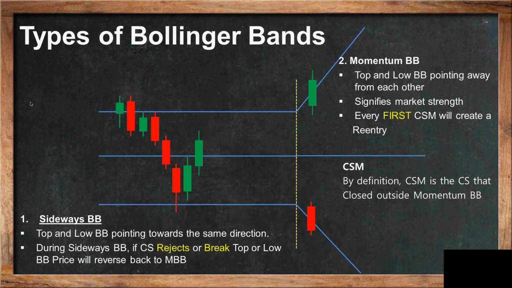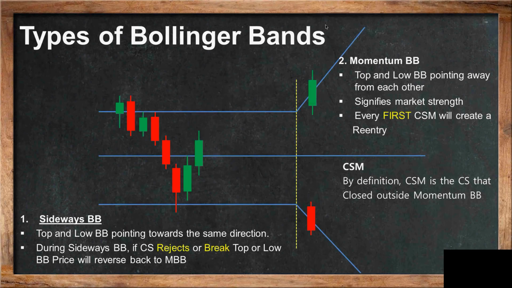All right, so what if the market is going up like that and the Bollinger Band is like that? So this is still sideways. Even though it's going up, it's still a sideways Bollinger Band. And let's just say that it's going down like that, it's still a sideways Bollinger Band. So these are the things that you need to really understand.